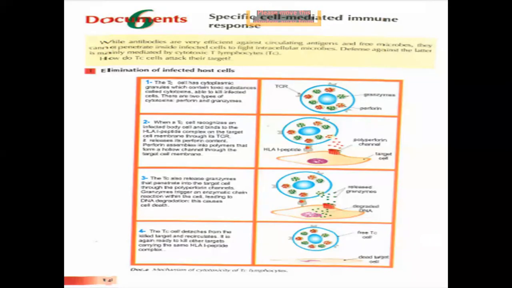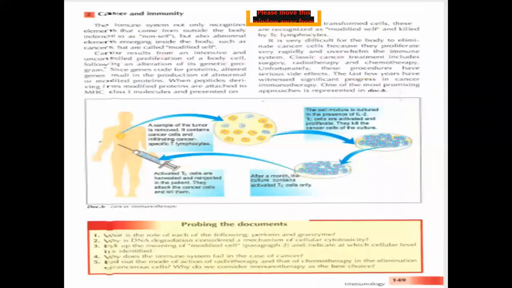They penetrate into the target cell through the perforin channels. They trigger an enzymatic chain reaction leading to the degradation of the DNA. This will cause the cell death. The TC cell detaches from the killed target cell and recirculates again. It is again ready to kill any infected target cell carrying the same HLA class 1 peptide.